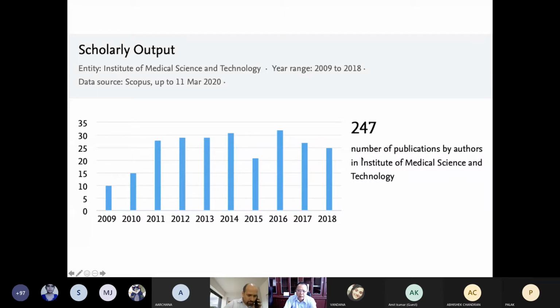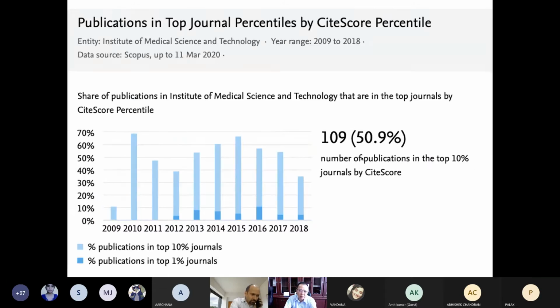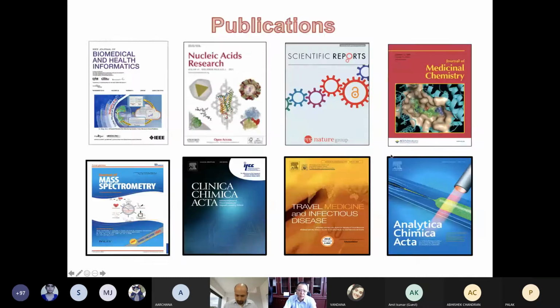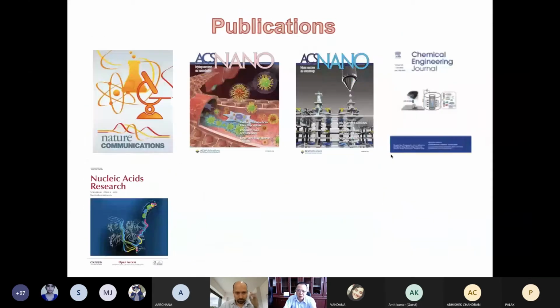I think each professor will publish 4 to 6 papers per year. And the best thing is that about half we publish in very good journals, top 10 journals. So I think it's a quite research-oriented institute. And our performance is higher than the average of the College of Science or College of Engineering. So here is our publication list. I think it's quite easy to understand.